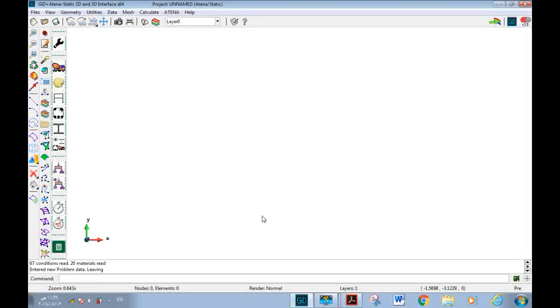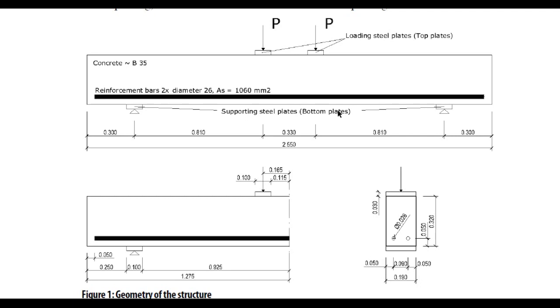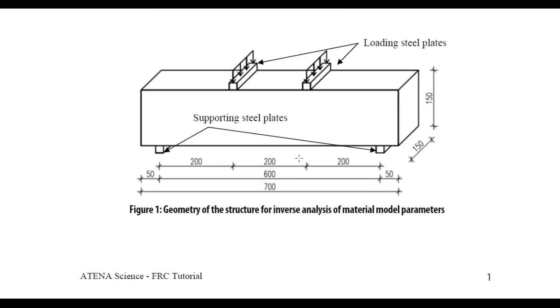Now we can start. Our example is simply supported beam which is loaded by two loads. We can see the beam is symmetric around its vertical axis. Therefore, only one symmetric half the beam will be analyzed. The geometrical model of this half beam is composed of three 3D regions, which are called volumes. So we have three volumes, beam and a loading plate and supporting plate.